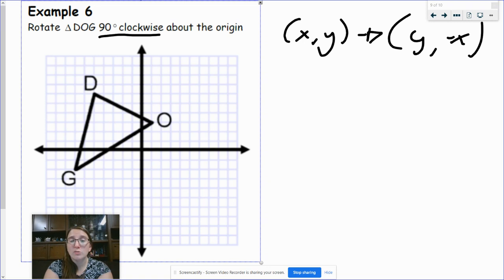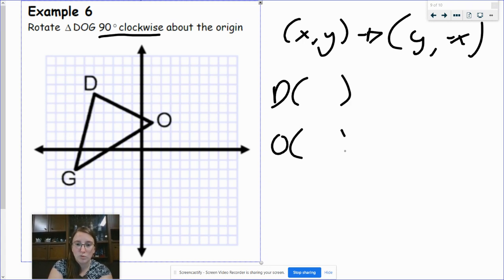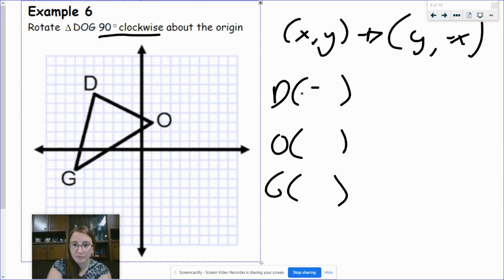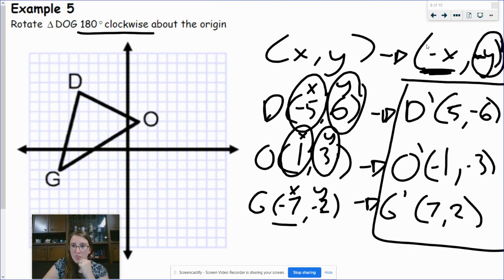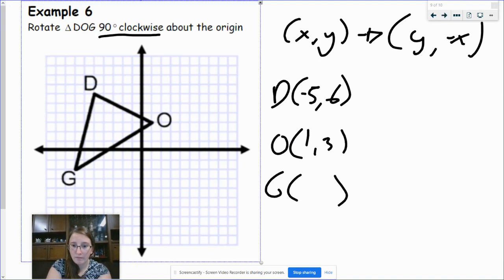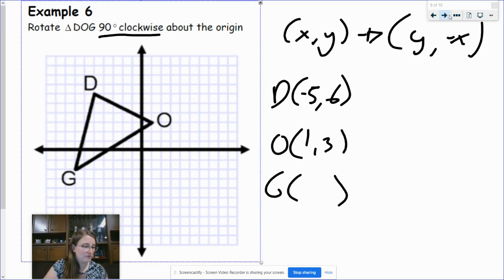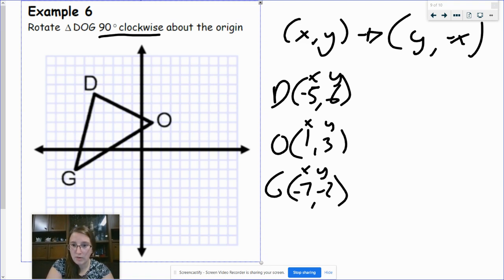So again, whatever my original point is, that's the X and the Y they're referred to. Now this is still DOG, so these points are still the same from the last question. So I'm going to go ahead and just copy those points over. The original points were negative 5, 6. One, 3. And negative 7, negative 2. Okay, so here's my X, here's my Y, here's my X, here's my Y, here's my X, here's my Y.